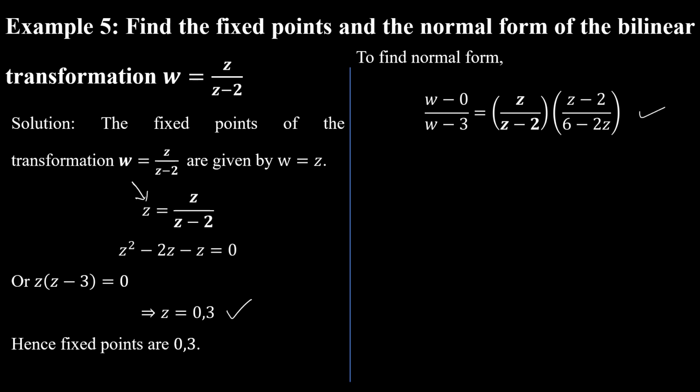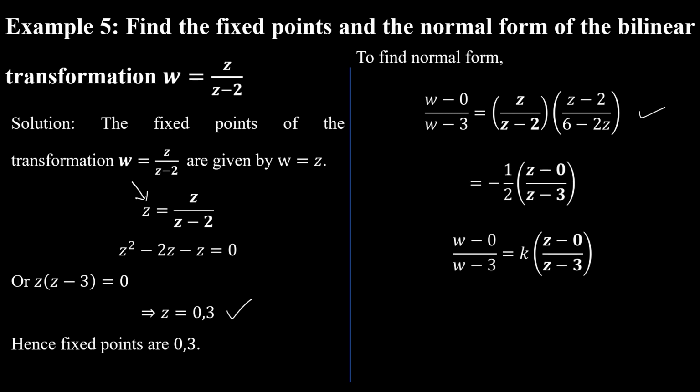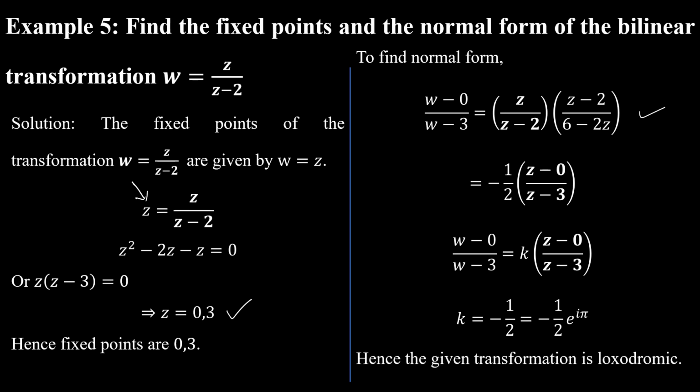So by solving, we get it in the form (w minus 0)/(w minus 3) equals k times (z minus 0)/(z minus 3). Here we have substituted the value of w. By solving, we get the value of k as minus 1 by 2, or minus 1 by 2 e to the power i pi, that we can write. In this way, we can understand that the given transformation is loxodromic, that we get.